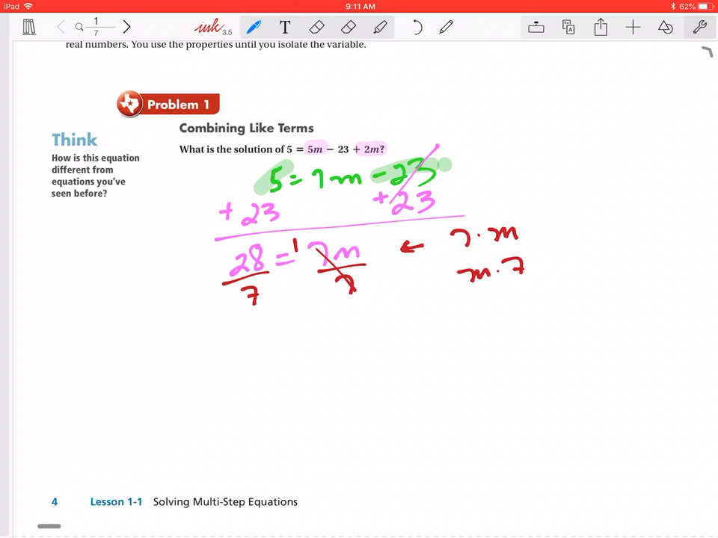Then we just have to take our 28 divided by 7, which will give us 4. So 4 is equal to m.